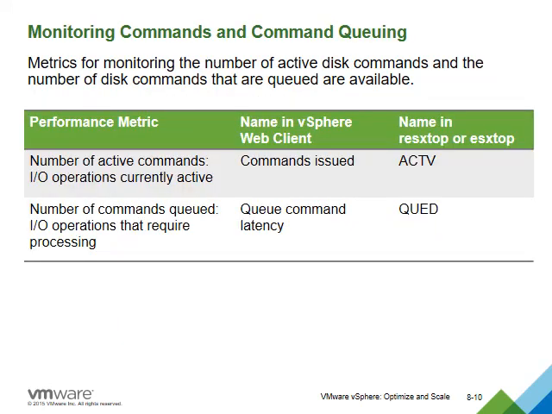We can monitor commands and command queuing. The performance metric is the number of active commands. The name of this metric in the web client is commands issued, and in ESXTOP it is ACTV. And we'll look at the number of commands queued, and these are I/O operations that require processing. It's called queue command latency in the web client, and QUED in ESXTOP.